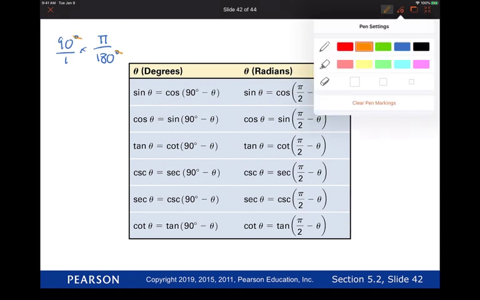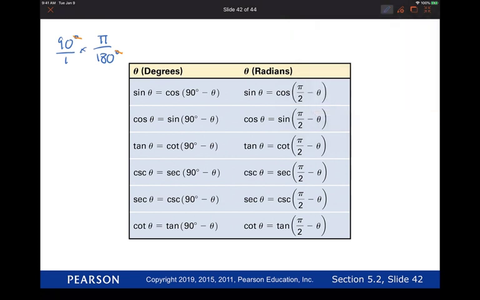Remember, we did this before, right? So then 90 divided by 180 is what? 180 divided by 90 is 2. So this is going to be pi over 2. You see it?